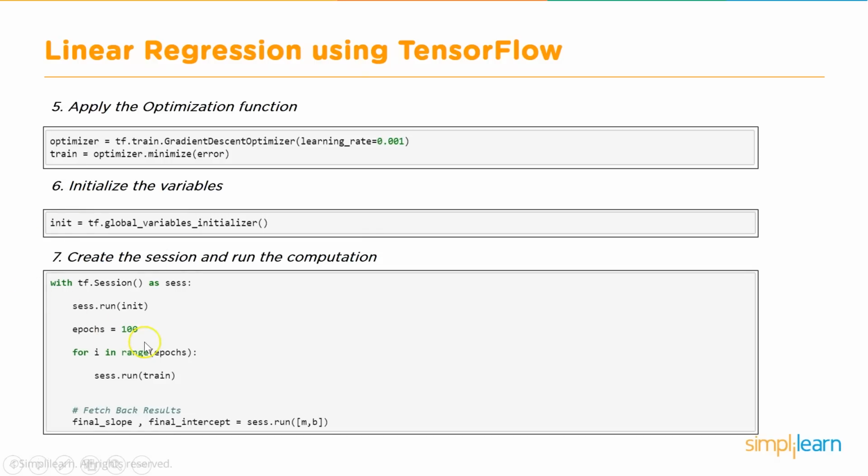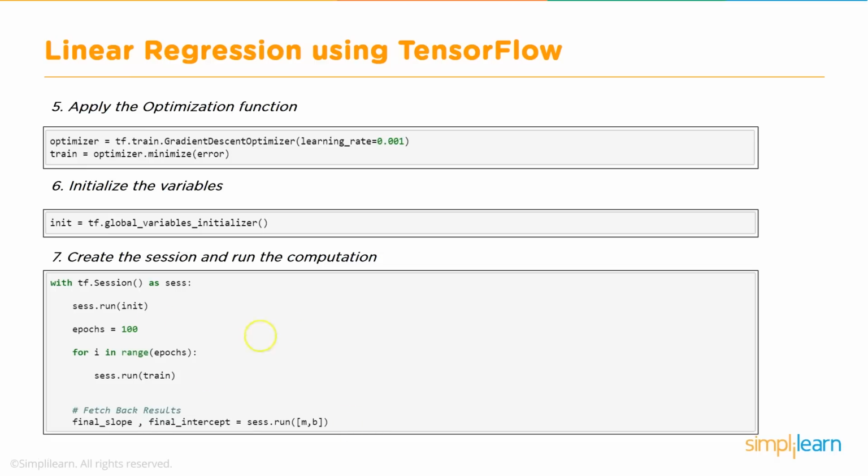We are asking epochs is equal to 100. That means you pass this training data through our model 100 times. Once 100 times are over, it will exit. And remember, every epoch, the values of m and b will keep changing so that the error gets optimized or reduced.